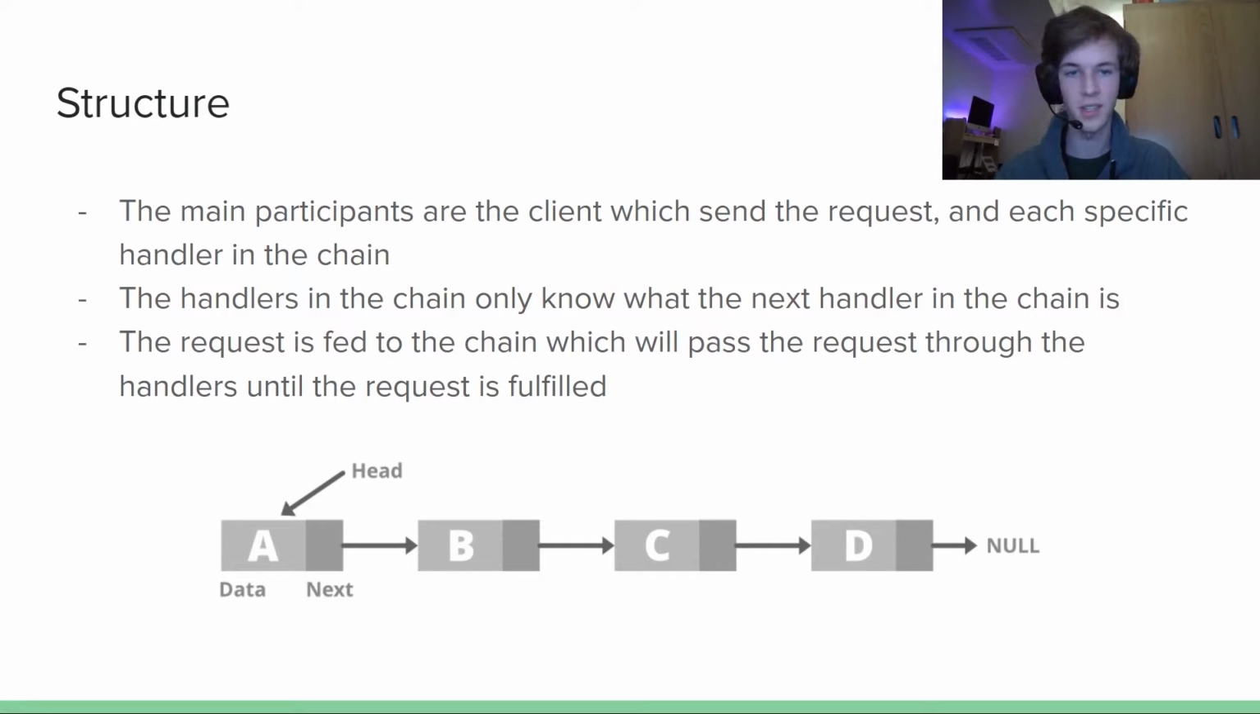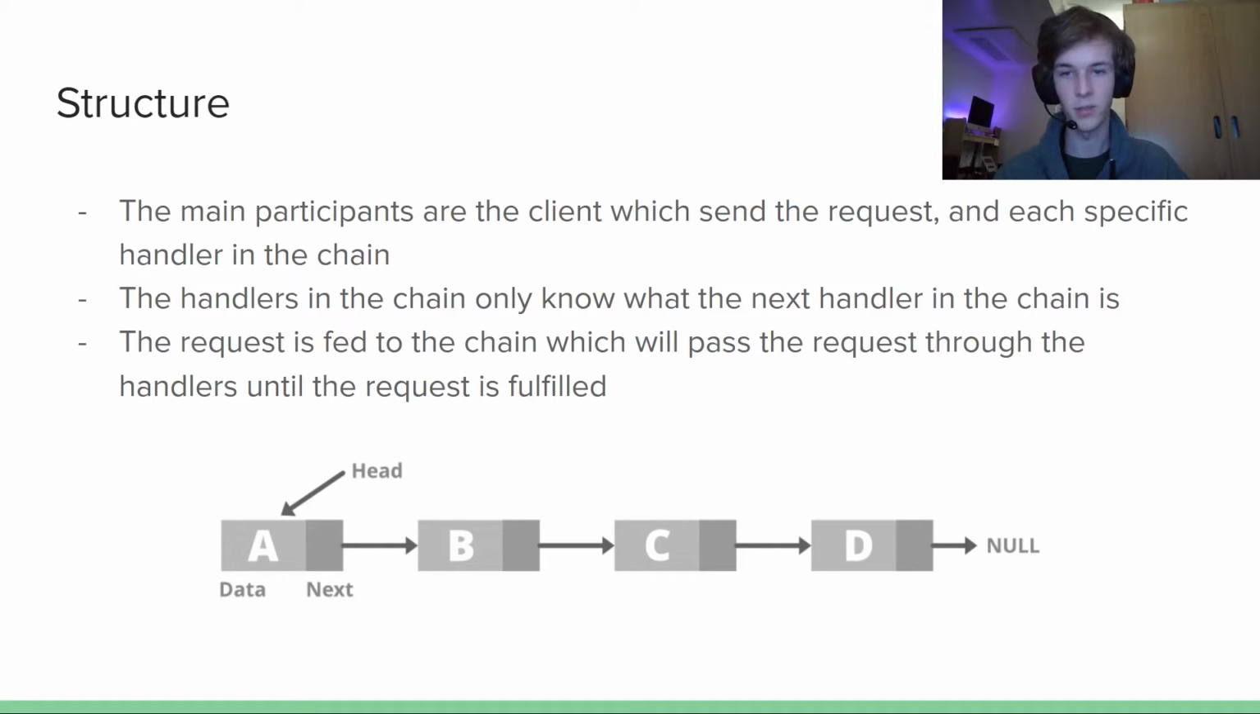While the client has access to all the handlers, each handler in the chain only knows what the next handler in the chain is. This link structure makes this design pattern very similar to a singly linked list, which is shown below. Once the chain is linked, the request is sent to the head of the chain, which will then pass the request through each successive handler until the request is fulfilled.